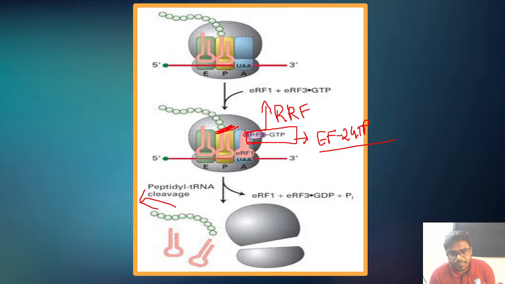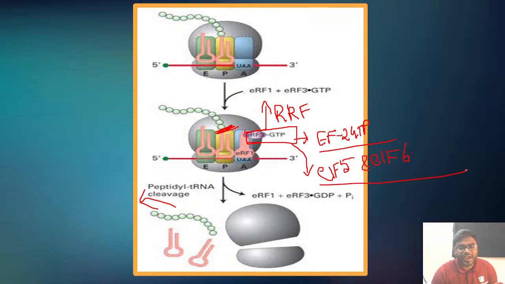Now here comes the important point. How can I separate the large ribosomal subunit and the small ribosomal subunit? I hope every student remembers. The large ribosomal subunit can be brought by what, friends? We read that the large ribosomal subunit can be brought by eIF5 and eIF6.